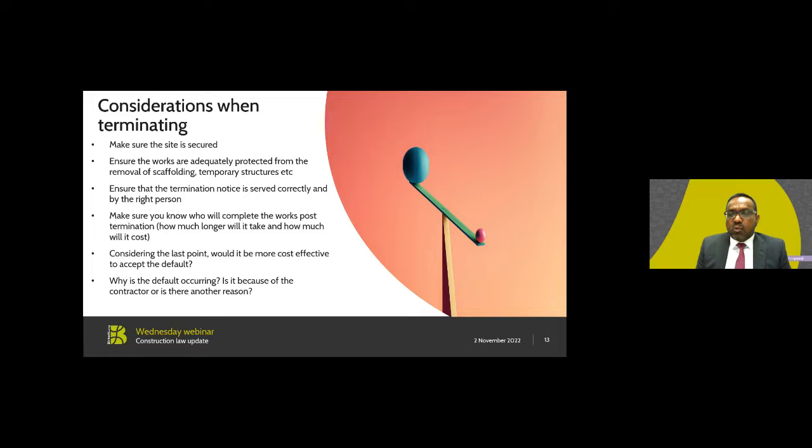You should also consider, why is the default occurring? Is it because of the contractor or is there another reason? You should survey and check the reasons behind the default. For example, you ask yourself, has it been because of the failure on the contractor's behalf, or is it due to poor scheduling conditions, or too short a time before completion date? If it was due to the latter, then termination is the appropriate remedy for the situation. That is something you need to consider.